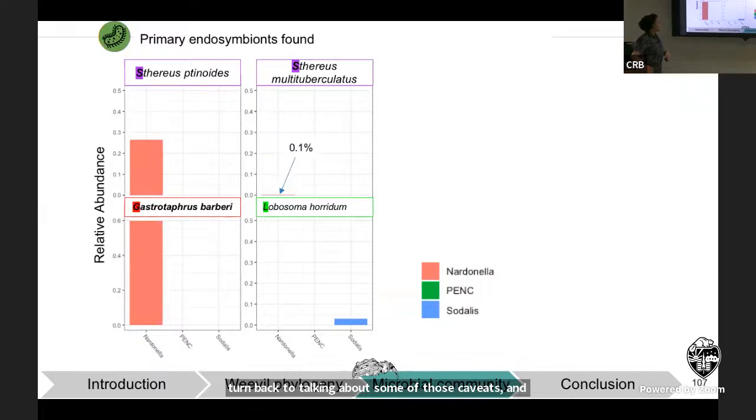What I did find was that Asterias tenuides and Gastrotaphoris had high relative abundance of Nardinella. Asterias multituberculatus also had Nardinella, but super low relative abundance, just 0.1% of its microbial community. In Asterias biotuberculatus, I couldn't find any endosymbionts known to weevils. In Lobostoma, I found Sodalis, so no Nardinella, whereas the other three had only Nardinella, no Sodalis.